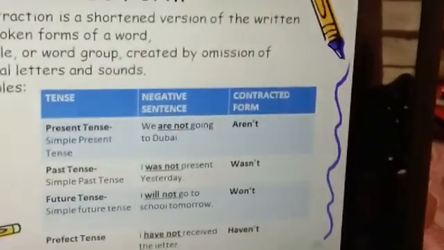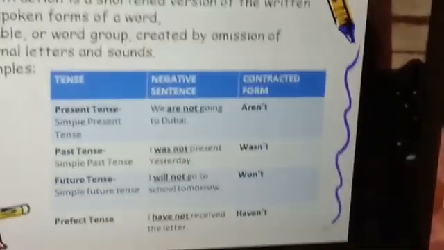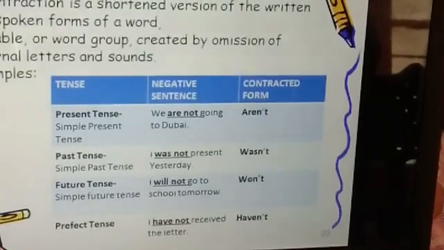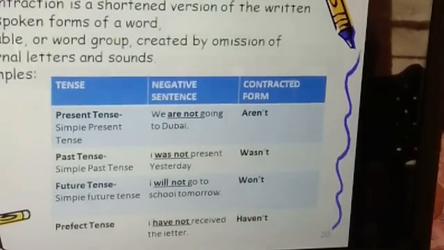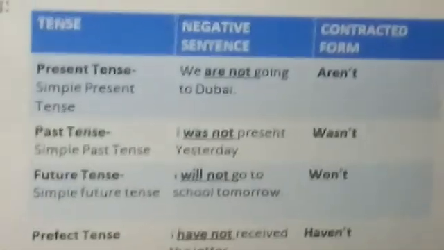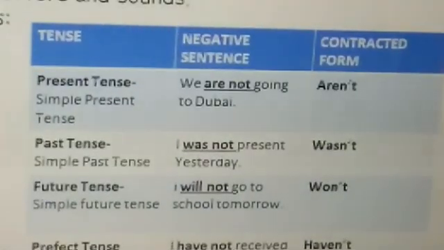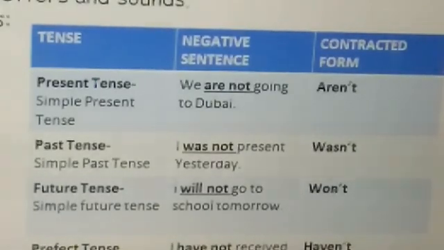So present tense, we all know it's something which we do in present. Like, we are not going to Dubai. So we are stating something. So are not, you may find are is a verb and not is a negative word. So are not will be contracted to aren't, that is A-R-E-N, and apostrophe T is a must, aren't.